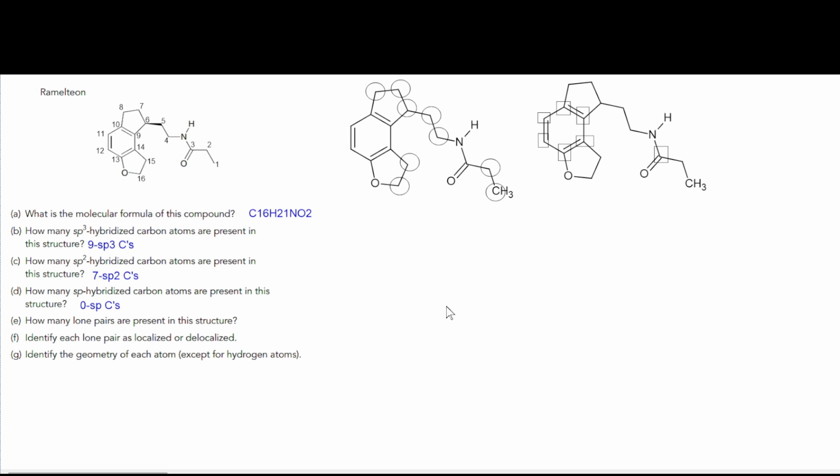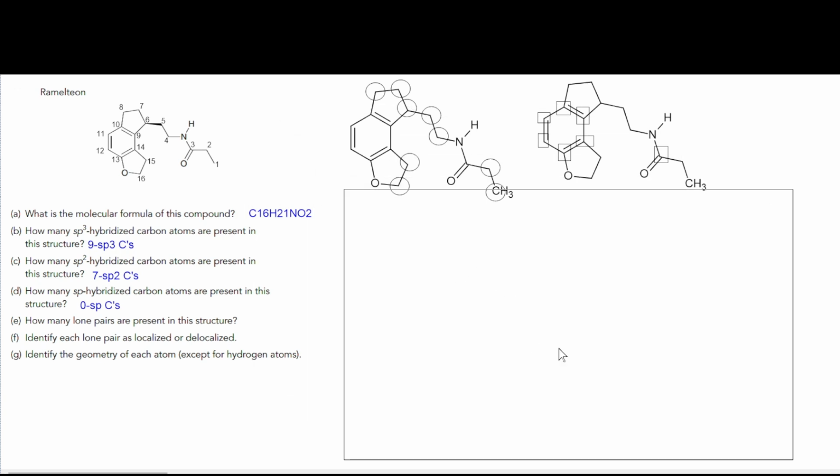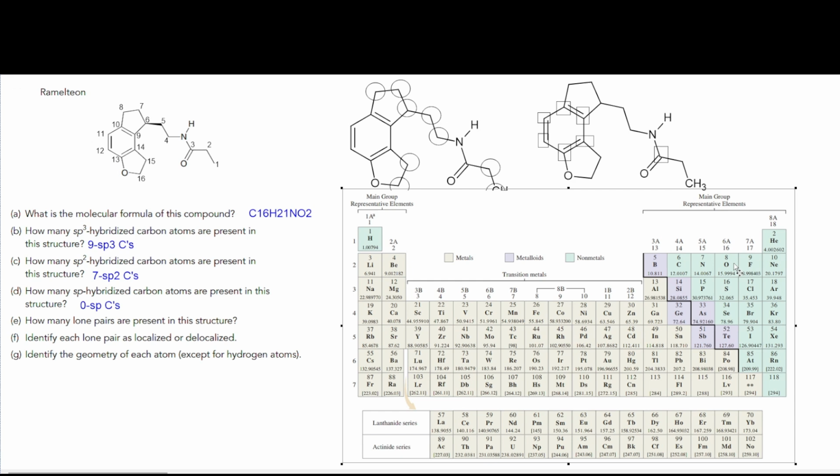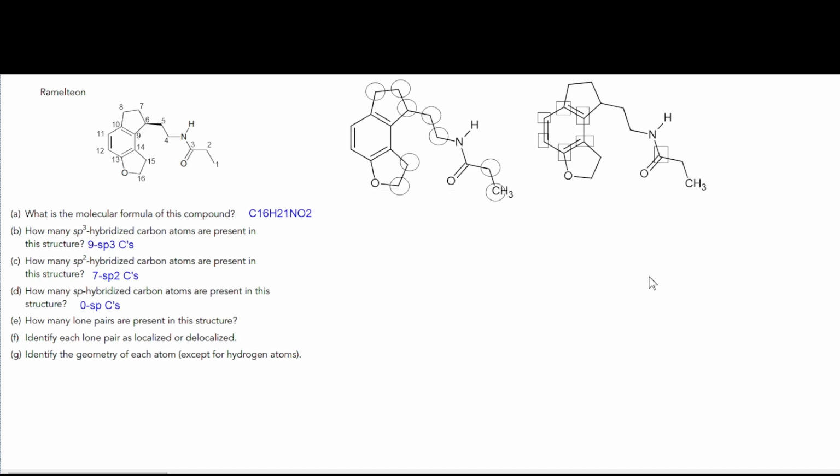If you look at the oxygen's position in the periodic table, oxygen is from the 16th group or 6A, so there are 6 valence electrons, and that's why it forms 2 bonds. 2 electrons are used to form a bond, and the rest of the 4 electrons, or 2 pairs of electrons, remain as lone pairs. So we can expect 2 lone pairs on the oxygen. Let me draw those 2 lone pairs on oxygen here.